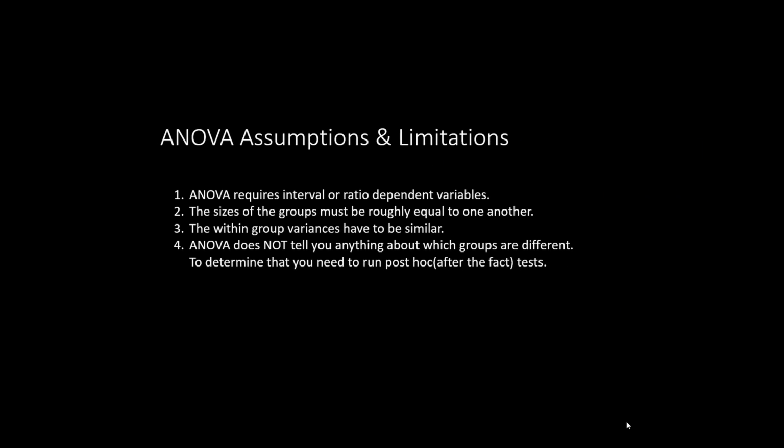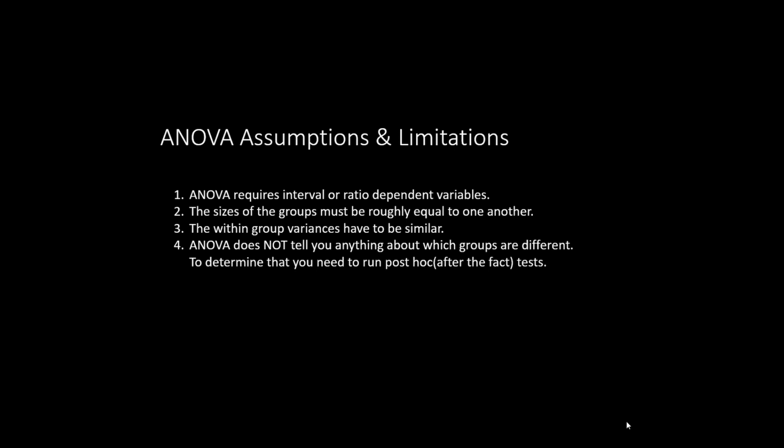Okay, ANOVA requires interval or ratio dependent variables. That's similar to our t and Z tests. The sizes of the groups must be relatively equal to one another. They don't have to be exactly equal, but close. The within group variances have to be similar, and this maybe is obvious to you if you think about it a bit. If they weren't similar, the mean square within groups wouldn't be a good measure of the expected variance.